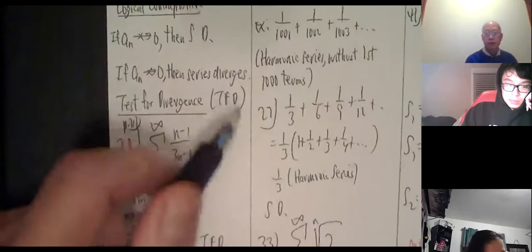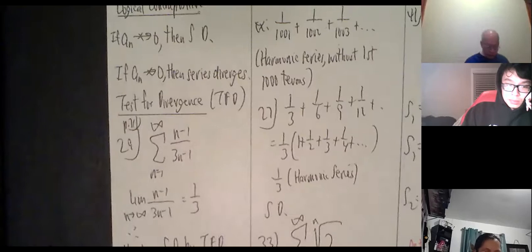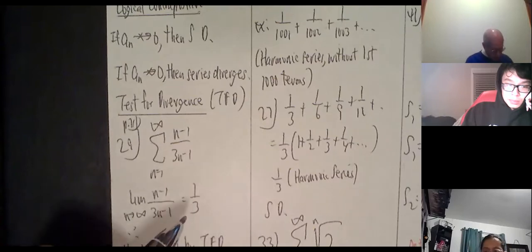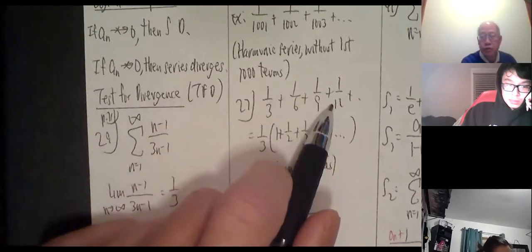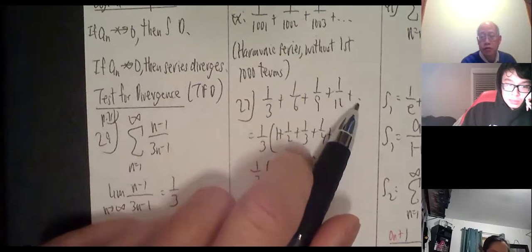Okay, now let me show you some other stuff. So question 27, or again, my 27 from the homework, which I see doesn't look like it matches. But anyway, 1/3 plus 1/6 plus 1/9 plus 1/12, and so on. Does it converge or diverge?